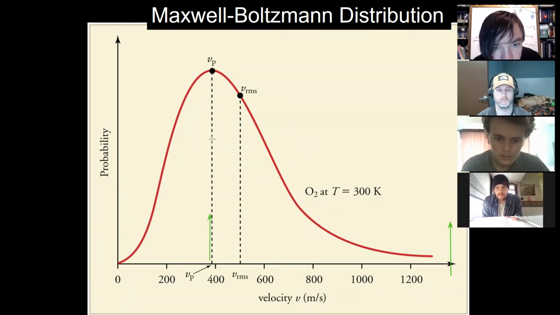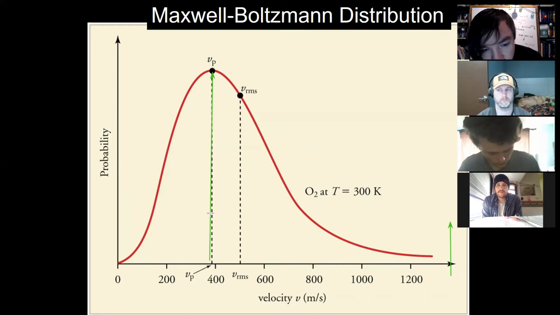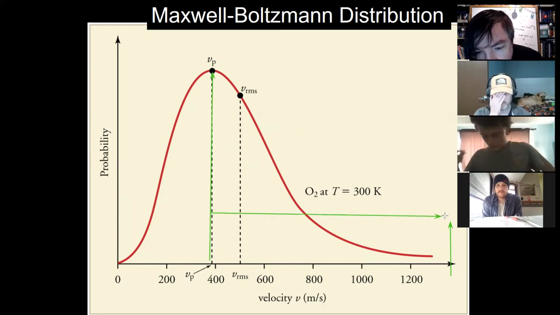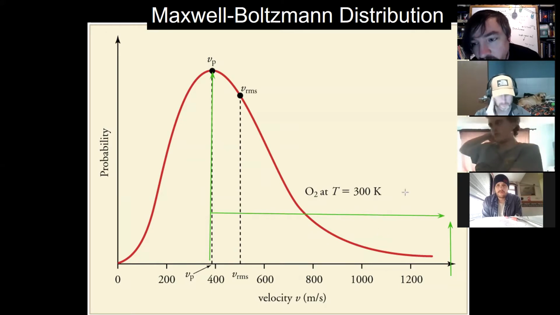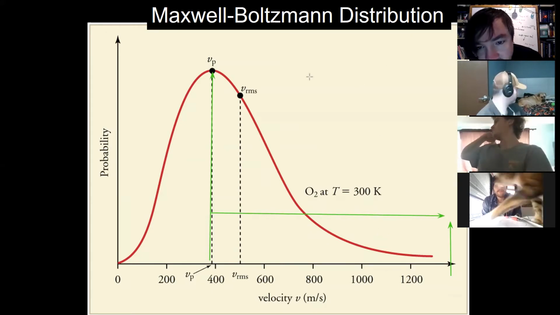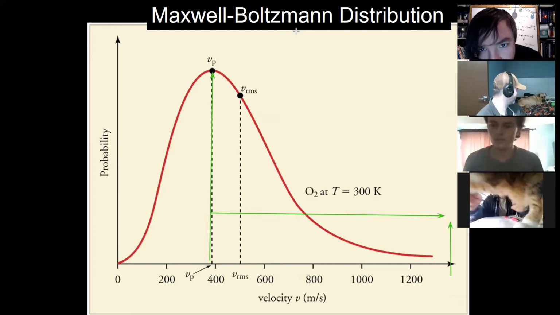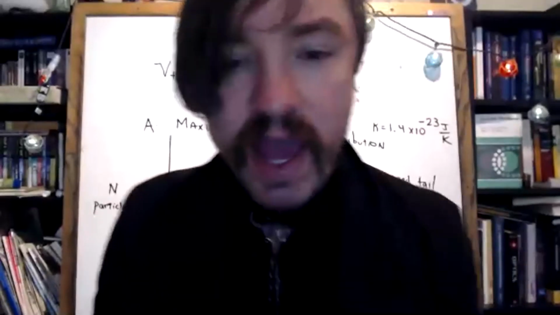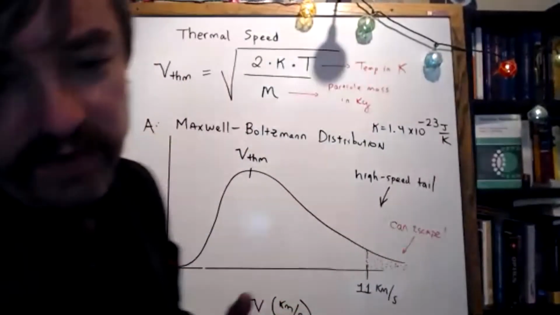Listen, your thermal speed is never going to be the same as your escape velocity. It's almost always going to be lower than that. But the problem is, as the thermal speed creeps closer and closer to the escape velocity, more and more particles will start to leak into space. So normally, we have to apply a test for atmospheric loss.